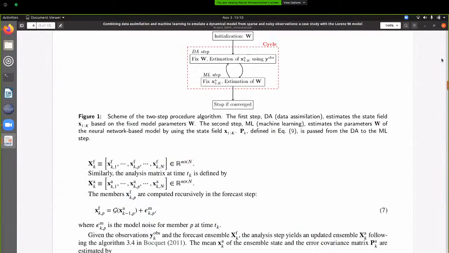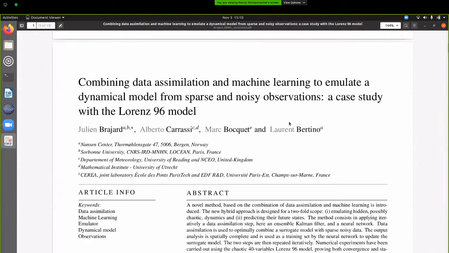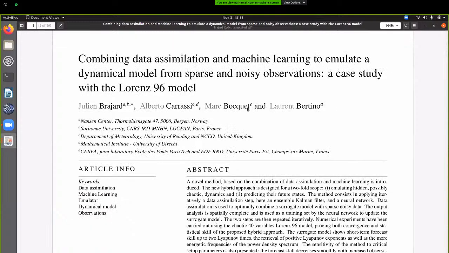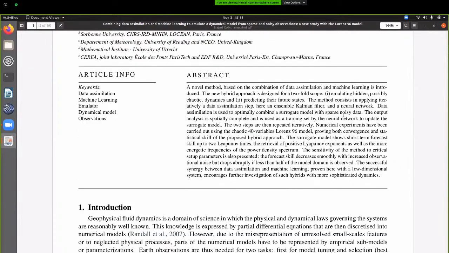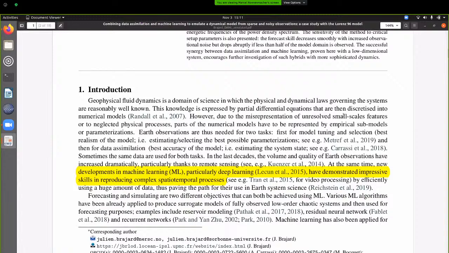Okay. So this is the main paper for today. We're going to talk a bit about a follow-up that extends this in one or two cool ways. But we're mostly going to focus on this paper today, combining data assimilation and machine learning to emulate a dynamical model from sparse and noisy observation. And again, the sparse and noisy observation is the key point. All of the authors, interestingly, are professor rank, so it's quite an interesting team.